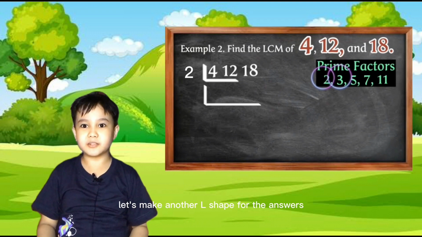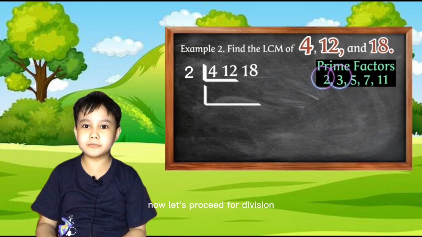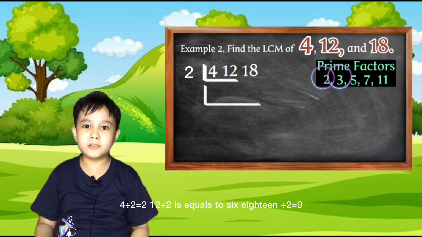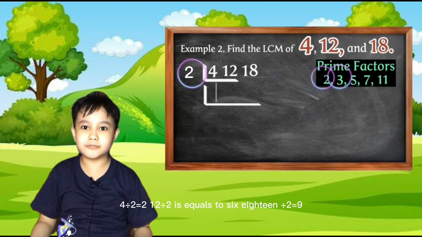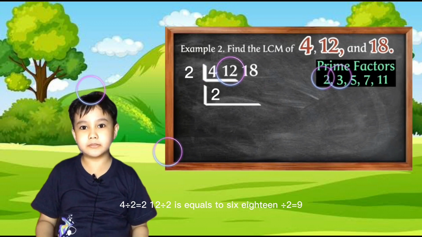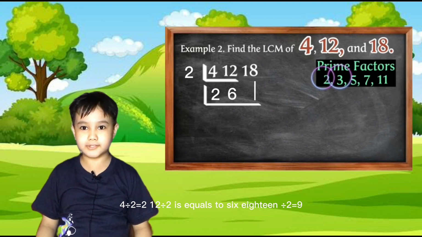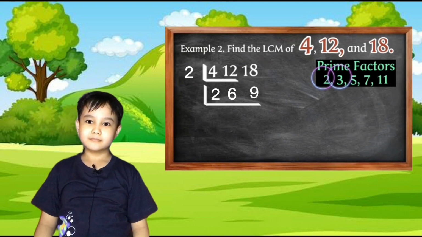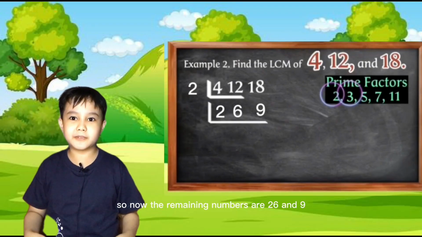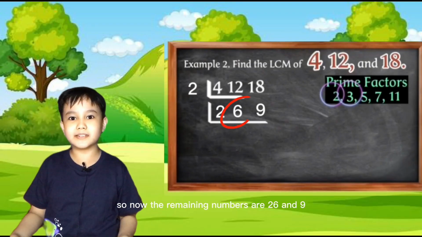Let's make another L shape for the answers. Now let's proceed to division. 4 divided by 2 equals 2. 12 divided by 2 equals 6. 18 divided by 2 is 9. So now the remaining numbers are 2, 6, and 9.